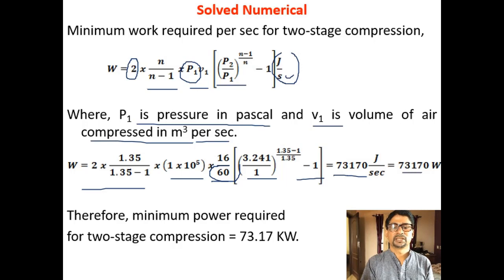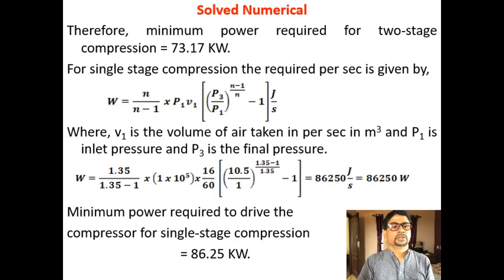Joules per second is nothing but watt. So 73170 watt. Therefore, minimum power required for two-stage compression is 73.17 kilowatt. So the minimum power required for two stage compression is rewritten here: 73.17 kilowatt.